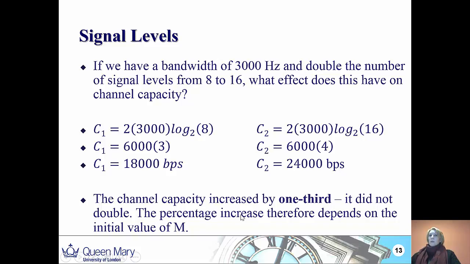So the percentage increase depends on the initial value of M. So whenever we're thinking about how can we actually increase our channel capacity, this value for our signal levels is important in the way in which this is achieved. So remember, our bandwidth is fixed and it's the signal levels that we want to manipulate in order to increase the network capacity.